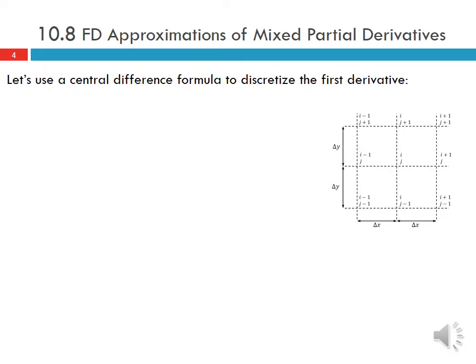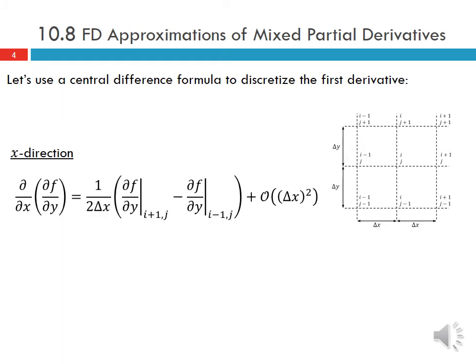So let's use a central finite difference formula to discretize the first derivative in both directions. We're first going to start with the x direction. We're going to replace this derivative, partial by partial x, with its centered finite difference approximation. The centered finite difference approximation is 1 over 2 delta x, where delta x is our spacing between grid points, and here we're assuming a uniform spacing, with delta x being our spacing in the x direction.